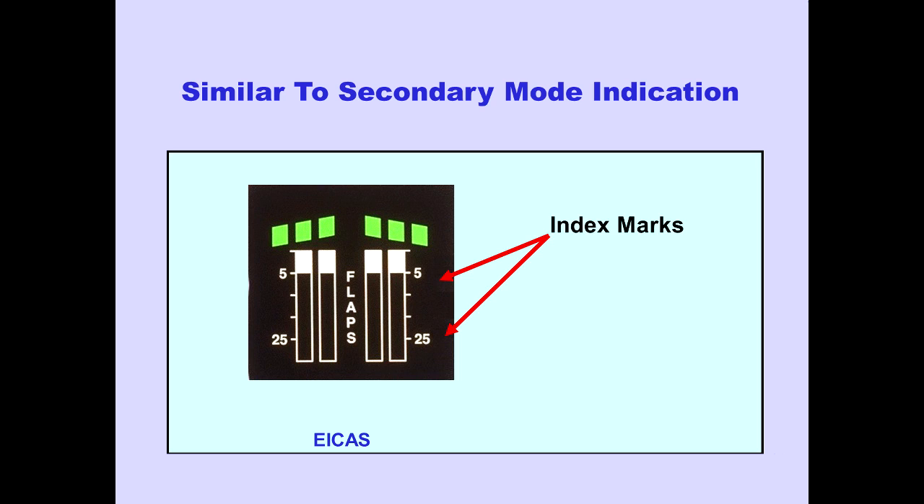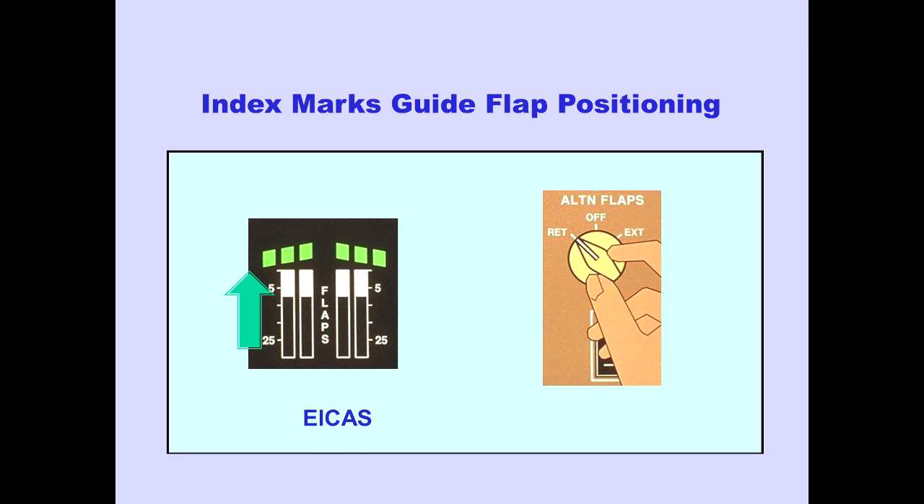The indication is similar to the expanded indication used in the secondary mode, except that flap position index marks at 5 and 25 are displayed instead of the position commanded by the flap lever. Index marks are used by the flight crew as a guide to position the flaps to the desired setting.